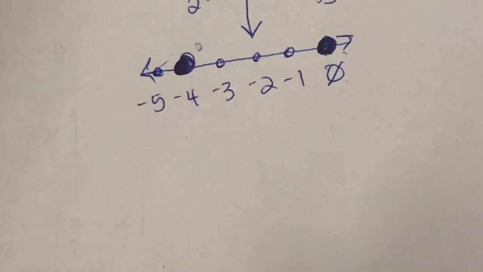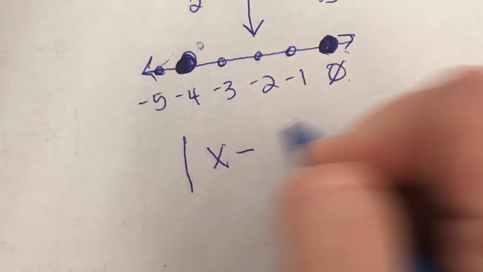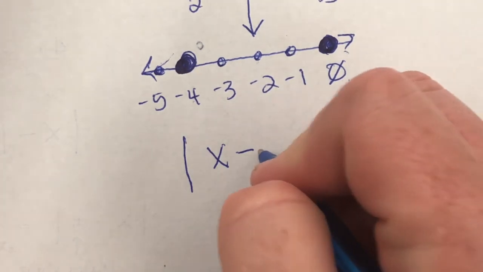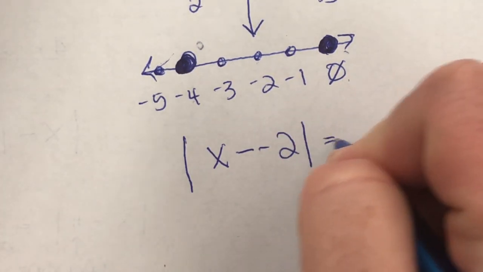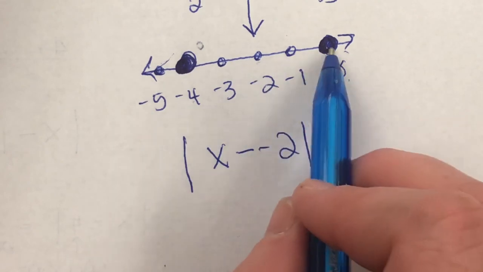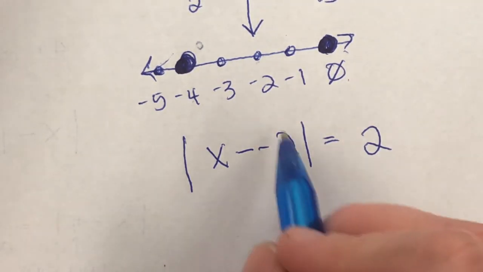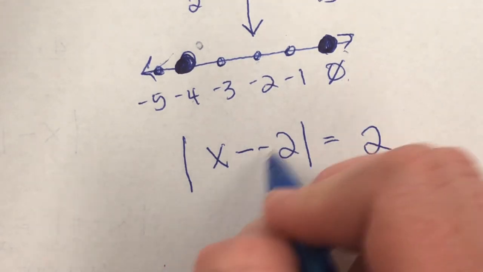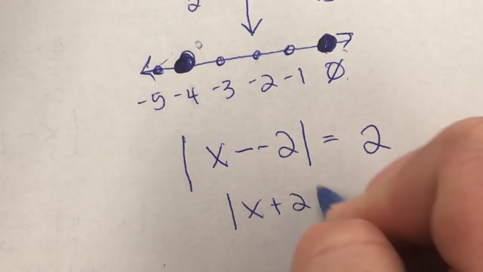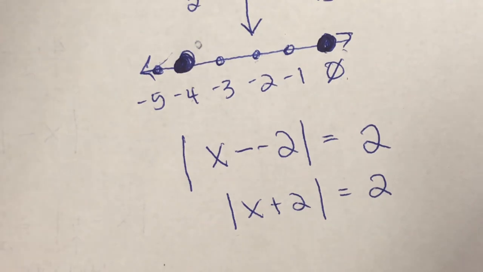So when I write my equation, I write x minus whatever the midpoint is, here it's negative 2, equals whatever the distance is from our points to negative 2. Here it's 2 units. And then if I can simplify, I need to do it. This becomes a plus. X plus 2 in absolute value equals 2.